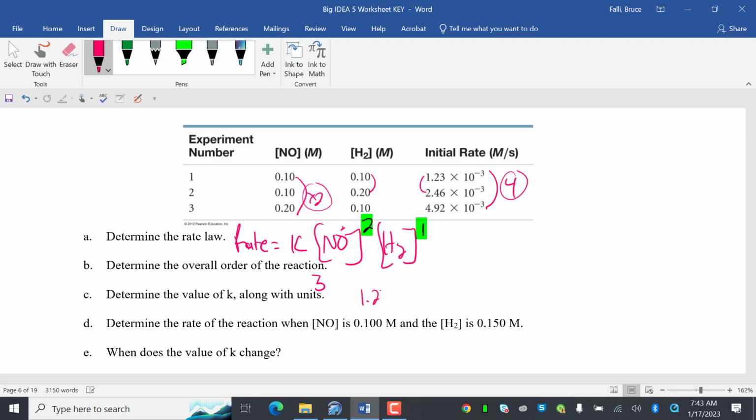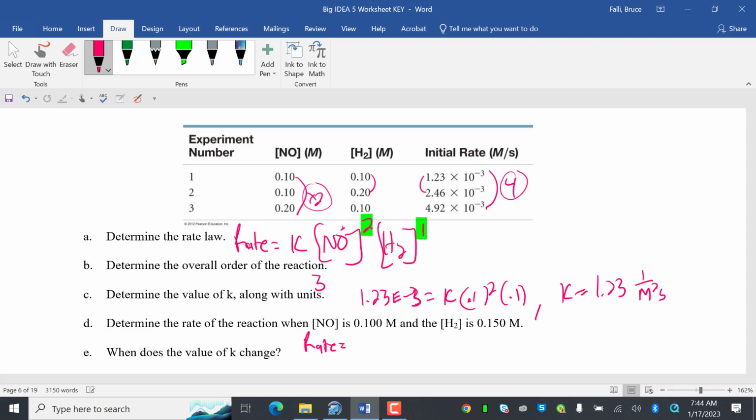I like the first one. 1.23 E negative 3 equals K times 0.1 squared times 0.1. 1.23 e negative 3 divided by 0.1 squared divided by 0.1 is K equals 1.23. It's third order, so it's 1 over molarity squared seconds. From the rate of the reaction when you've got that.